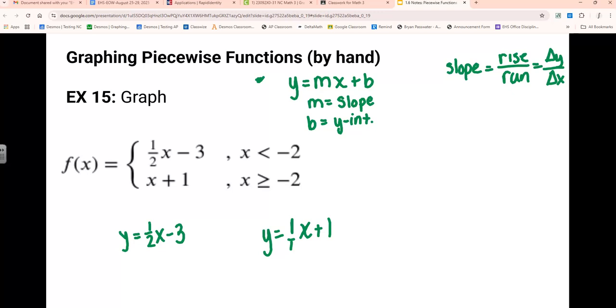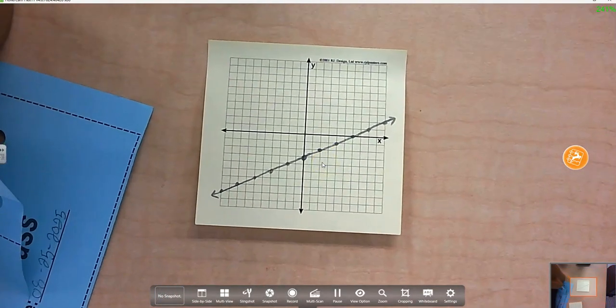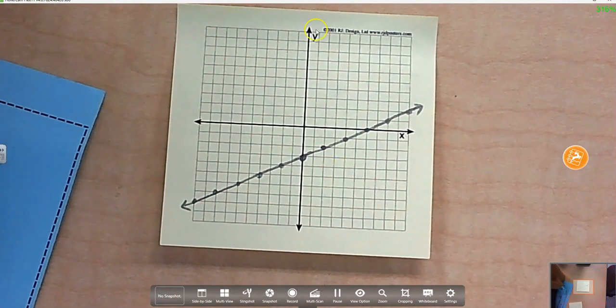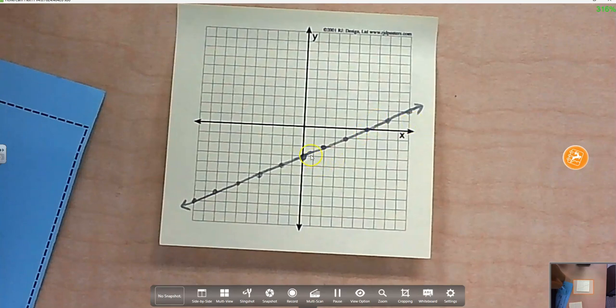Okay, so here's what we're going to do for our piecewise function. Everybody get your first graph, which is the 1/2 x minus 3. Let's double check to make sure that your 1/2 x minus 3 looks right. On that y-axis, you should have a dot at -3, and then you go up 1, right 2, up 1, right 2, up 1, right 2, and then in the other direction, you're going down 1, left 2, so that it falls on that same line. Okay, everybody good there?